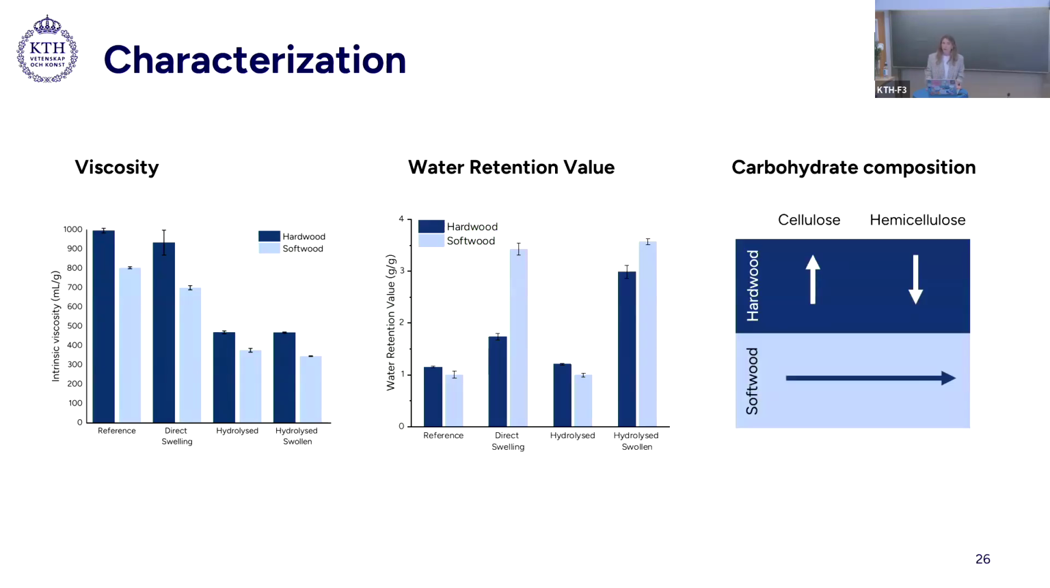We also looked at the carbohydrate composition for these materials. That means we look at how much cellulose and how much hemicellulose we have. And we could see that regardless of the type of method we do, for hardwood, cellulose content goes up, whereas hemicellulose content goes down. So we get the purification effect. However, for softwood, the values remain rather constant, meaning that we don't see that the hemicellulose is removed.